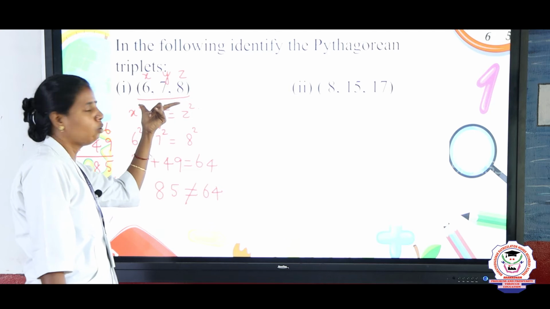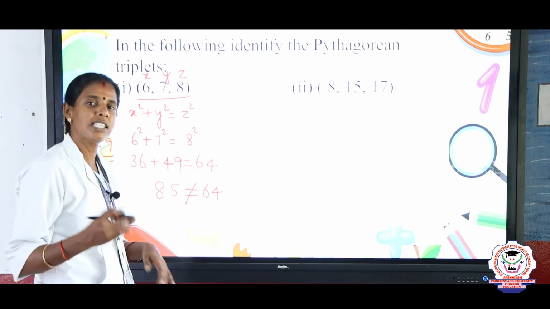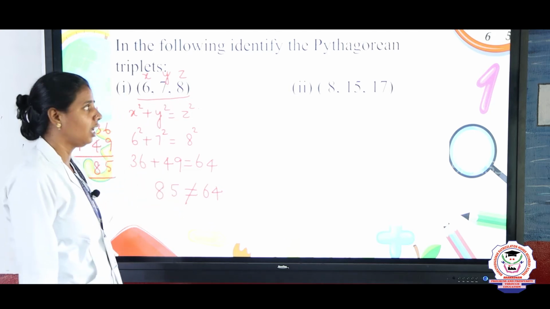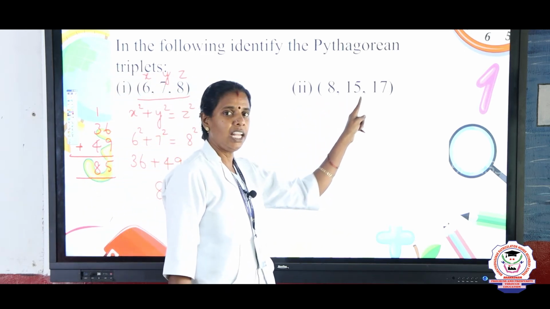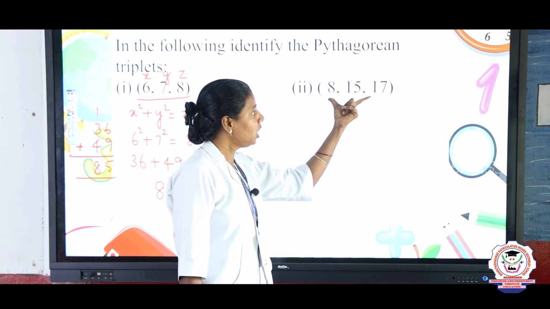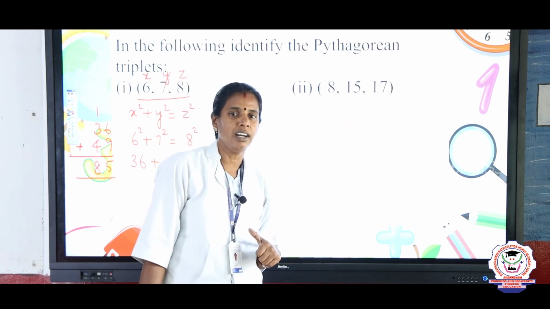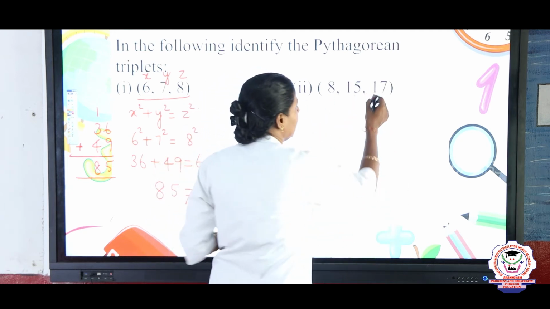Is it clear how to check whether a given set of numbers is a Pythagorean triplet or not? See, the next set of numbers given here is 8, 15 and 17. So here choose the number which is z. Yes, 17 is z.